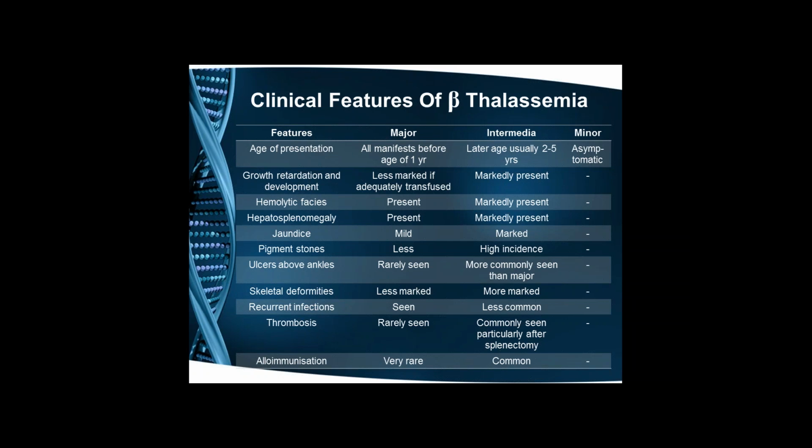Intermediate is in between. Sometimes transfusion is required, sometimes not. The patient can lead a normal life for very long and come only during an exacerbation phase, that is, during acute episodes of fever or other stress factors. Whereas thalassemia minor patients are totally asymptomatic and can go on without even knowing.